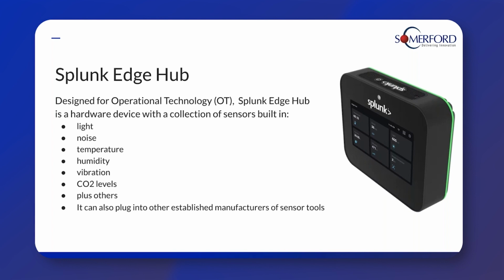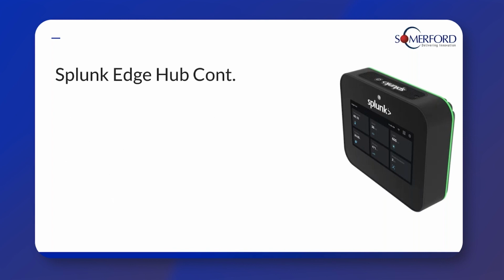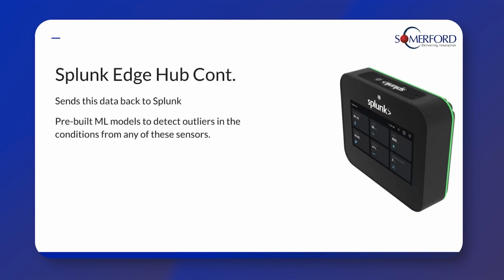But what's key about it is all of this gets sent back to Splunk, right? So it comes into Splunk. Splunk then has pre-built models, ML again, to detect outliers in those conditions of any of those sensors. So if anything looks out of the ordinary, we're going to plug it in, and we're going to see that usually the light levels are at 60 or the temperature is at 30 degrees or whatever it is, and suddenly it spikes. It's quite straightforward to understand how that kind of thing can occur.